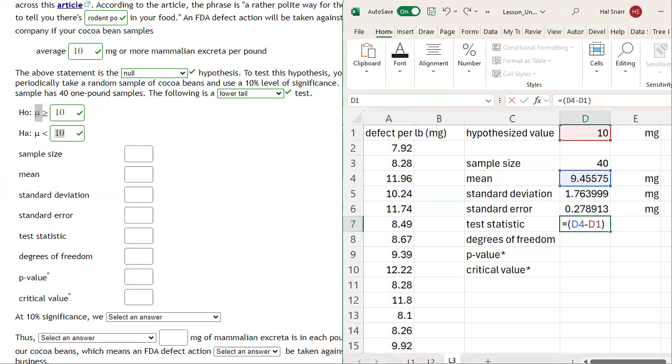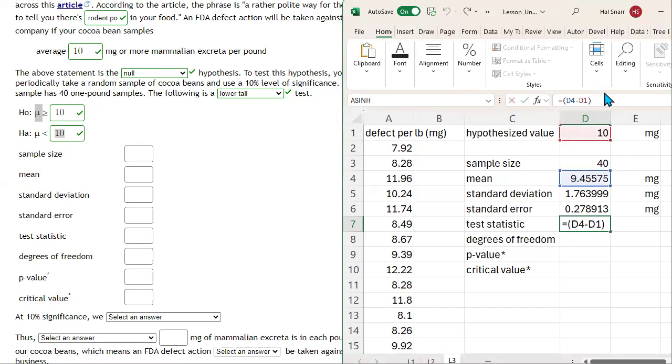This is the point estimate of the difference. It's negative. Why is it negative? Because the sample mean is less than the hypothesized mean. Now, in order for us to avoid an FDA action, this difference has to be significantly negative. It is negative, which means our sample average is less than the standard that we have to meet. The question is, is that difference significant?